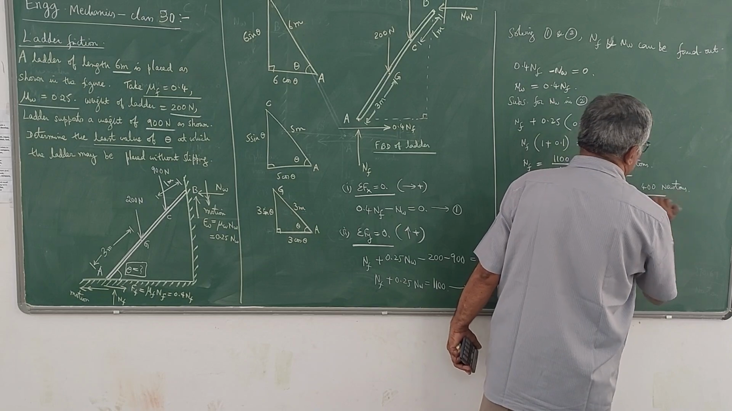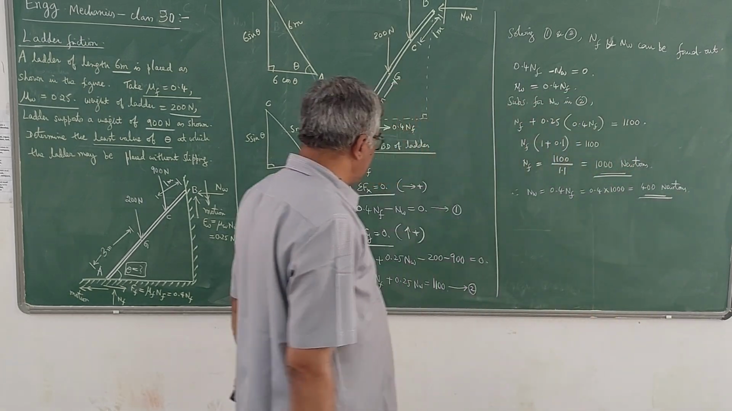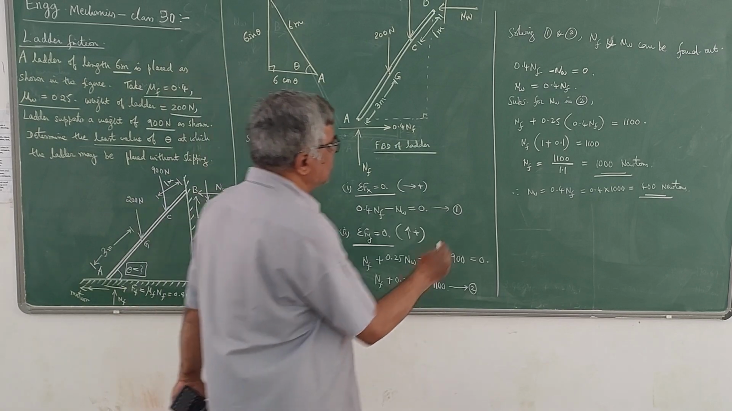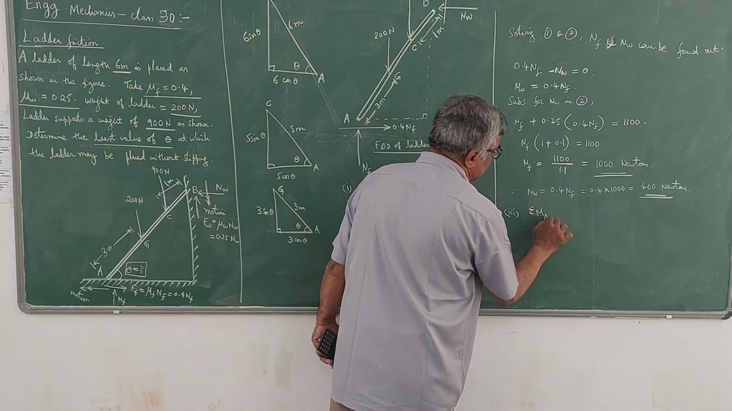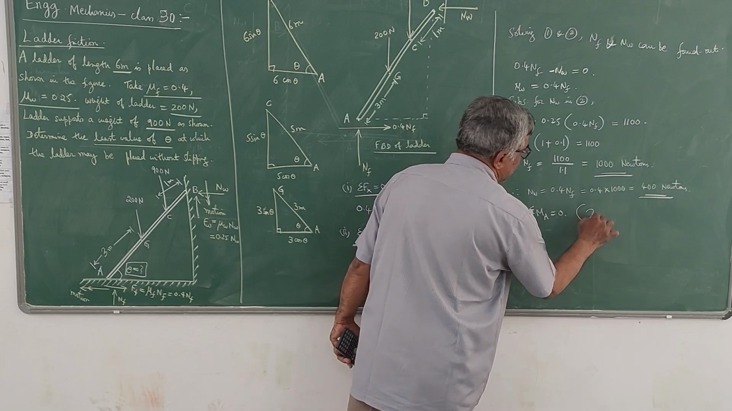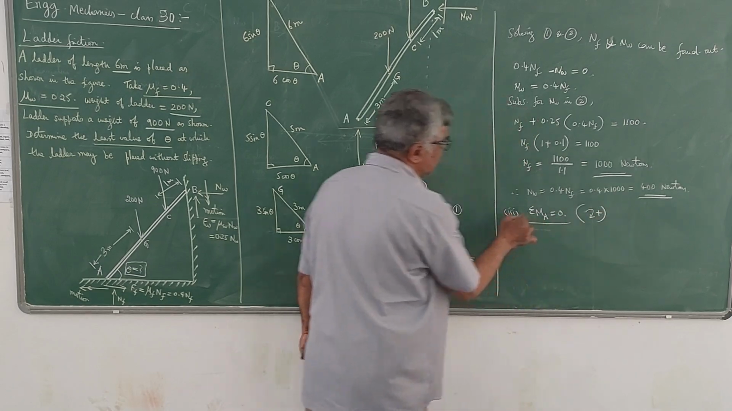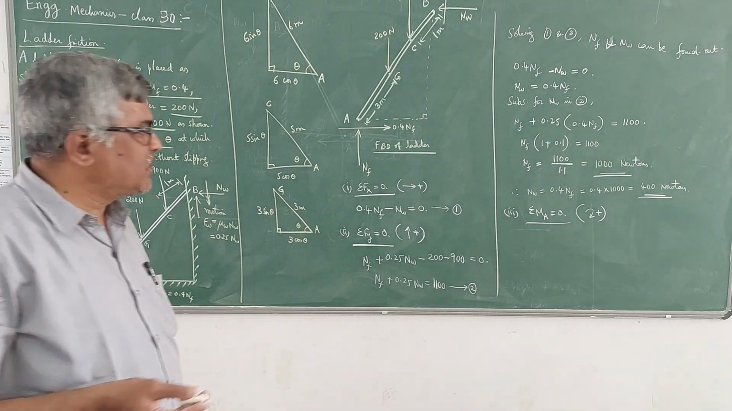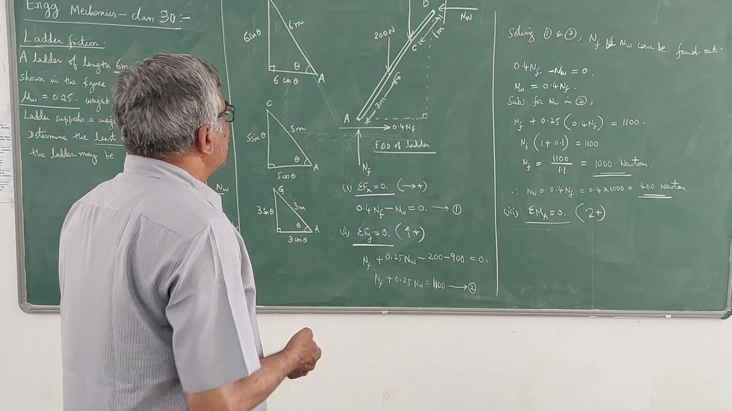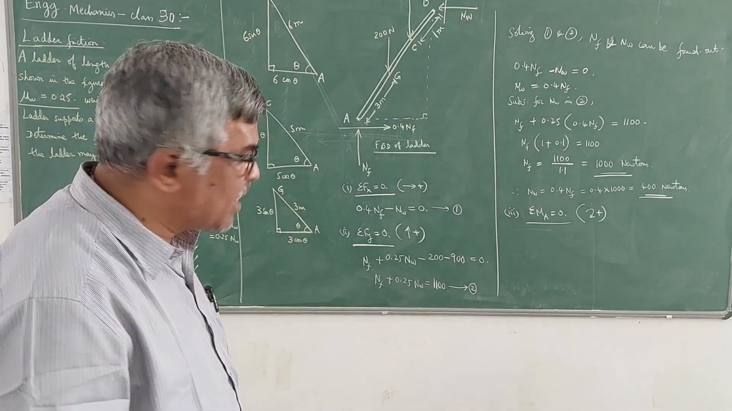Now I will use the third equilibrium equation to find the value of theta. The third equilibrium equation is the moment equation. I will take the algebraic sum of all the moments of all the forces about the point A and equate it to 0. I will consider clockwise moments positive, anti-clockwise moments negative.